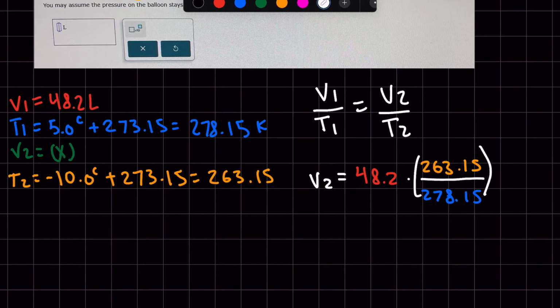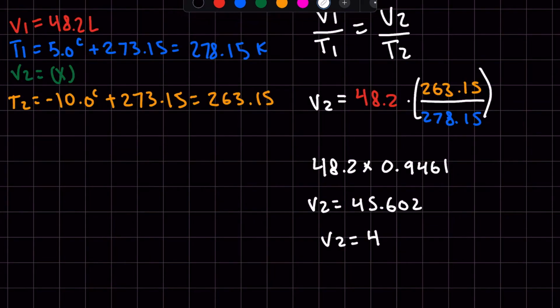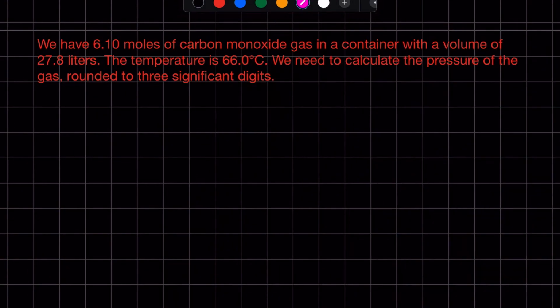So if we go ahead and calculate that, this gives us 0.9461. And then we still have to multiply that by 48.2. And that gives us a V2 that's equal to 45.602. And it asks us for 3 sig figs. So our final V2 is equal to 45.6, and that's going to be in liters. And that's how you do the Charles Law equation.